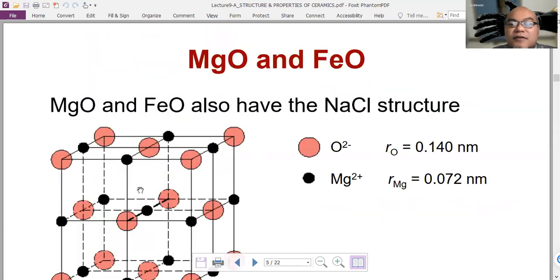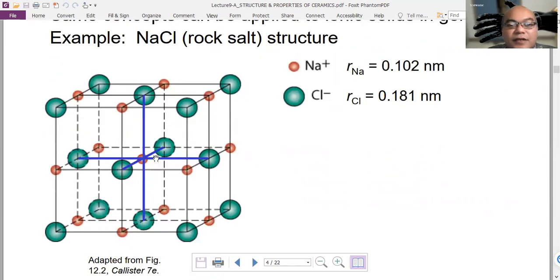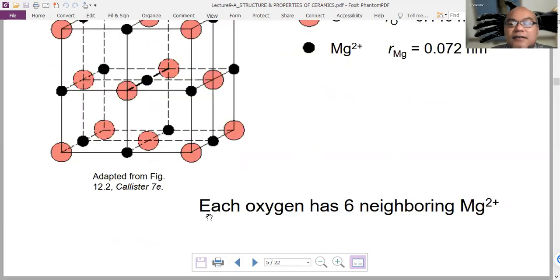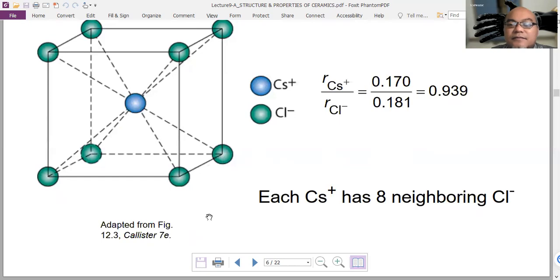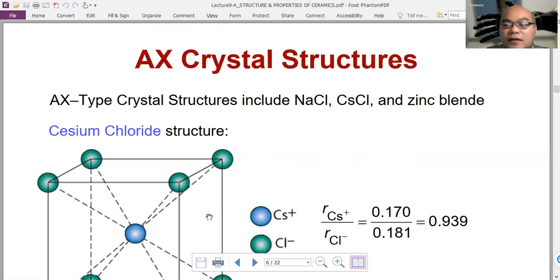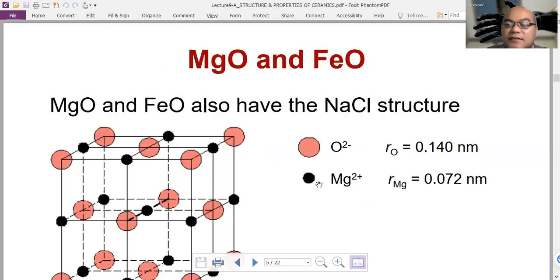If we compare with the sodium chloride structure, the rock salt structure, in this case each sodium plus has six neighboring chlorine ions, 1, 2, 3, 4, 5, 6, yeah. So with this AX crystal structure, the cation is surrounded by eight anions. Again, the rock salt structure happens, of course, usually when the cation has smaller radii compared to the anions, similar to this one, right? The positively charged ion has relatively smaller radii compared to the anions.